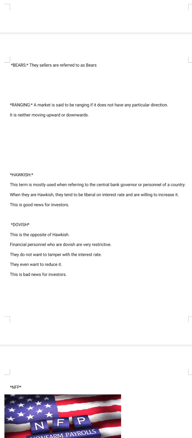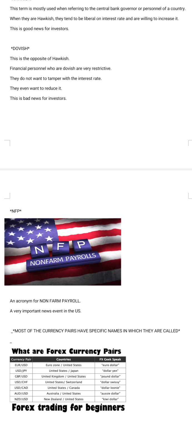Then dovish. This is the opposite of hawkish. Like I said, for hawkish, they are the central bank governors willing to increase interest rates. But when we talk about dovish, the central bank's governor is trying to reduce the interest rate. And when they reduce interest rates, it is not a good sign for those that are investors in the country. You understand? That's what it means.